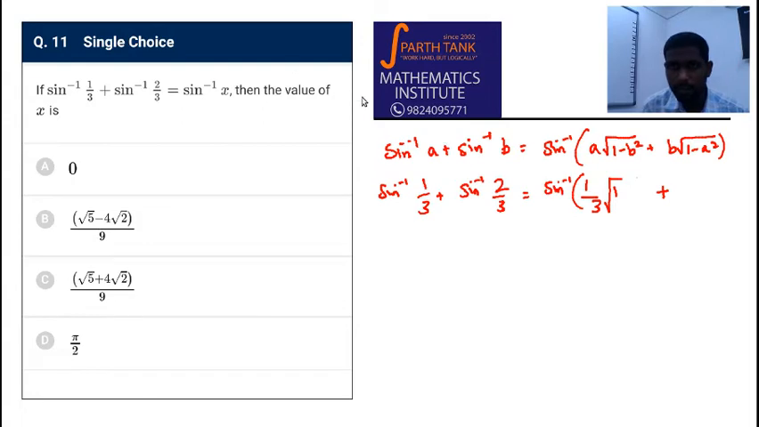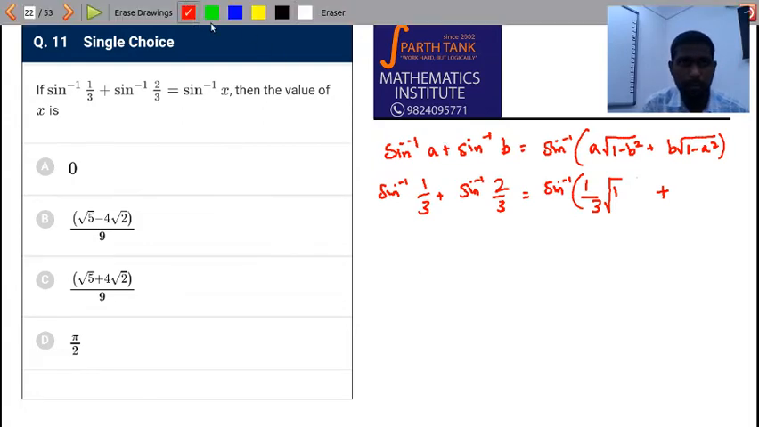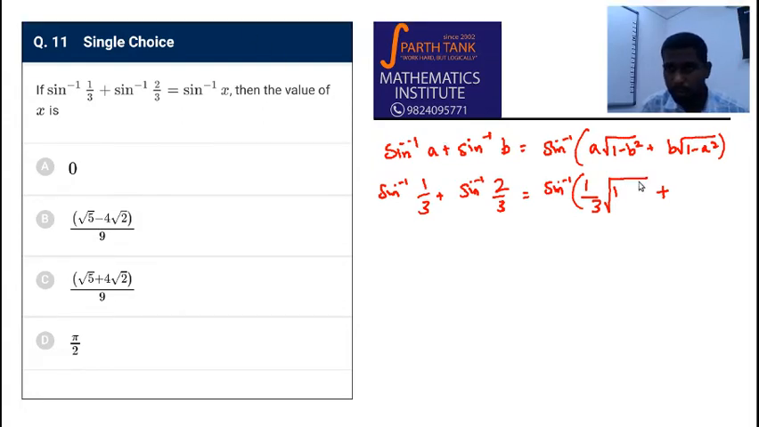So we have 1 minus 4 by 9 plus B is 2 by 3 into square root of 1 minus 1 by 9. So this gives us sine inverse of 1 into, this is 9 minus 4 by 9, which is 5.